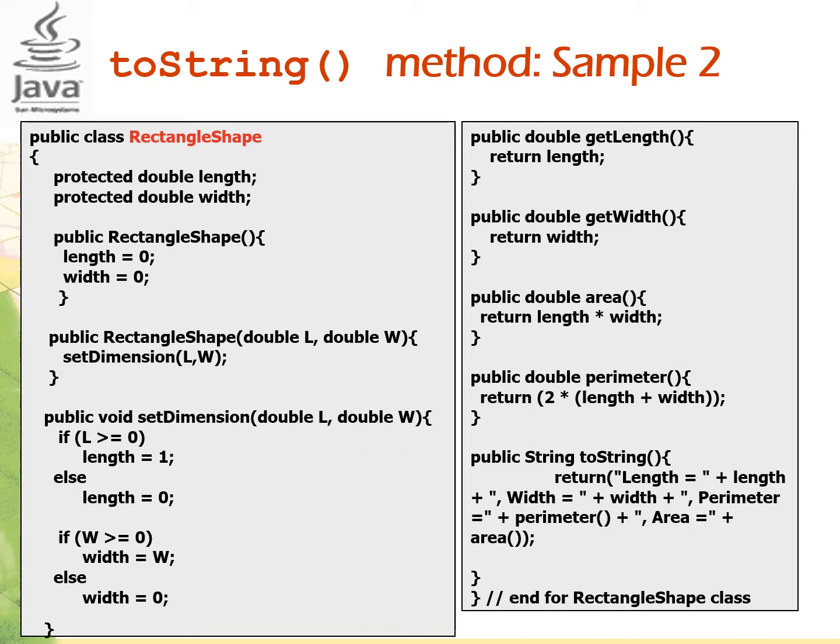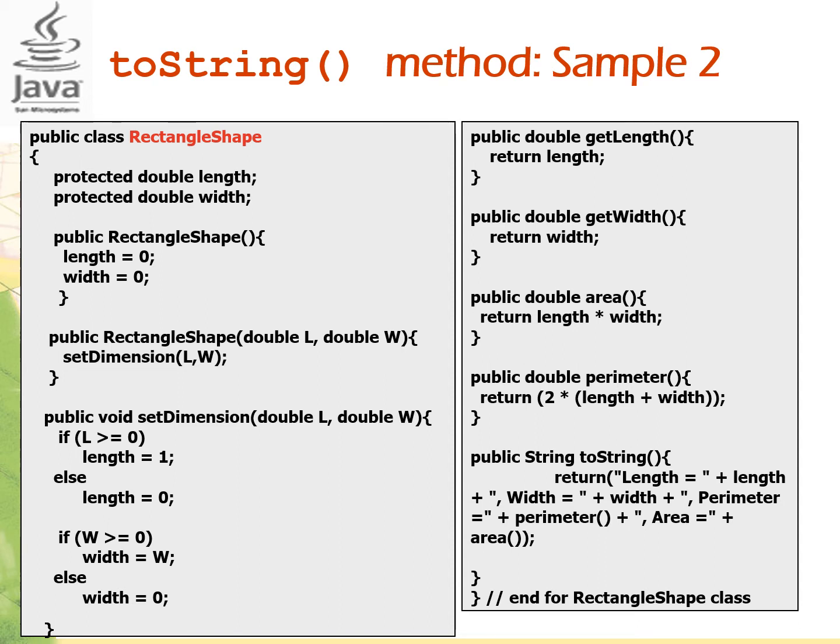And then it has a method called getLength, which returns the length, getWidth, and double area. This is a method to compute the area, and this is a method to compute the perimeter of the rectangle shape. And then there's a method called toString. This toString method basically combines all of the variables that you have and converts them to a string.